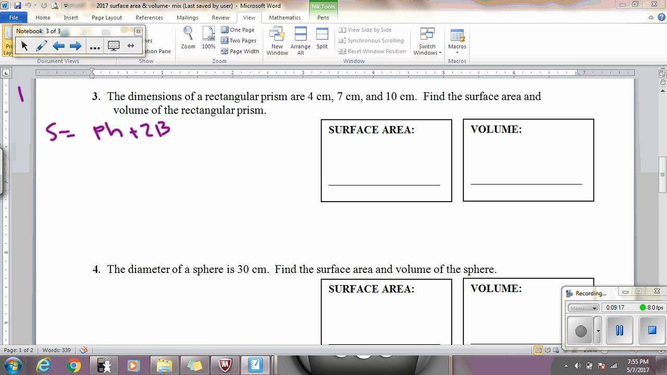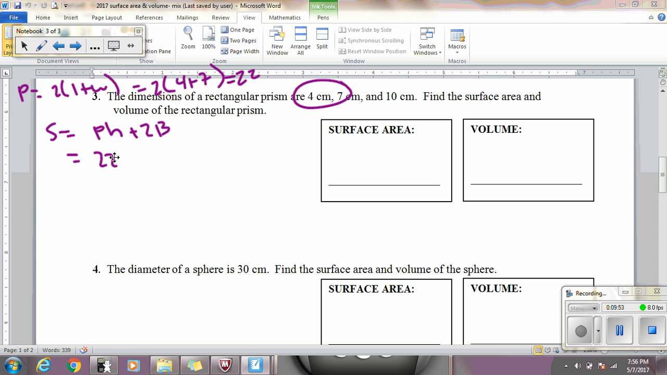Since it's a rectangle, to find the perimeter of the base, it's 2 times L plus W. So it doesn't matter which one we consider our base in this problem because you're going to get the same total surface area no matter what. So let's say I go with the first two numbers, 4 and 7. So that means 2 times 4 plus 7. 4 plus 7 is 11. 11 times 2 is 22. So the perimeter of my base is 22.